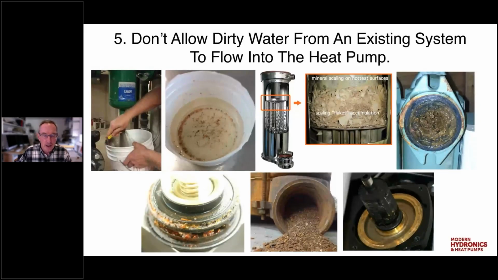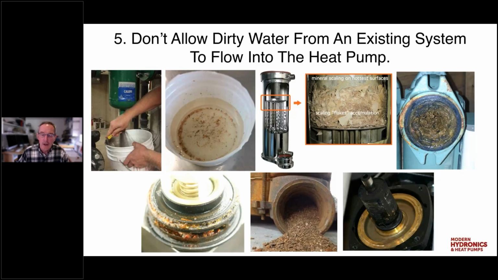This is a heat exchanger out of a modulating condensing boiler. Look at the accumulation of just scale. That's because very hard water was put into that system. Down below here in the middle, these are iron oxide accumulations inside a cast iron boiler. So if you're retrofitting a heat pump into an existing system where there is a cast iron boiler, if it's been in there for a while, if there are other ferrous components in the system, circulators, iron pipe, and so forth, you could have this material in there, and you don't want that to go into the heat pump.